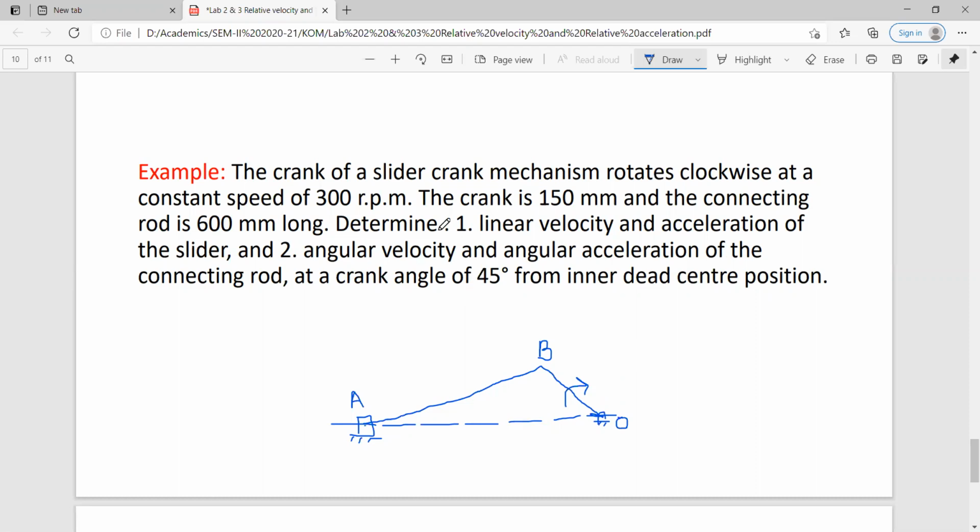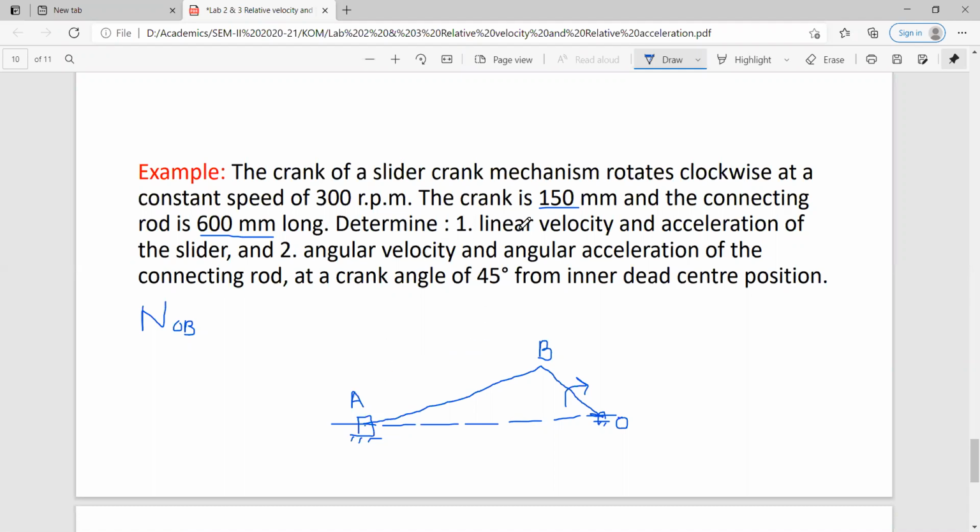The crank is rotating at a constant speed of 300 rpm. So what is given to you is NOB, that is the rpm of the crank, 300 rpm. Then the length OB is given to you as 150 mm, and the connecting rod is 600 mm long. The connecting rod is AB. It is 600 mm long.